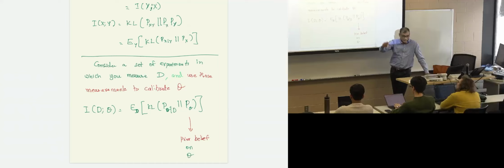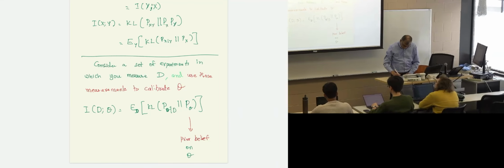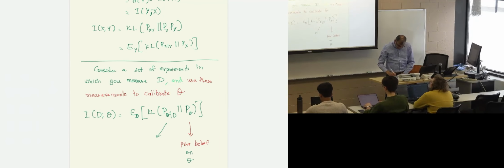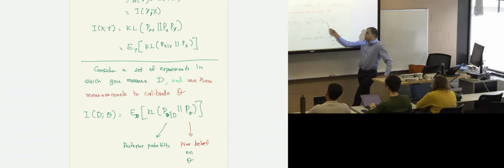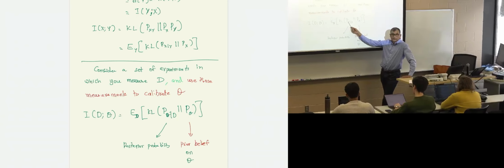Probability of theta given D, as you did in your homework, is the posterior probability after you measured something. This is what you think theta is. So you've actually gained some information. Okay. So the KL divergence then measures how much information you've gained given you've observed something.